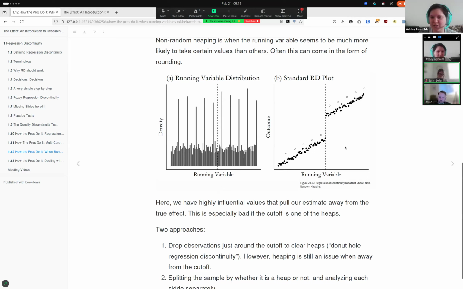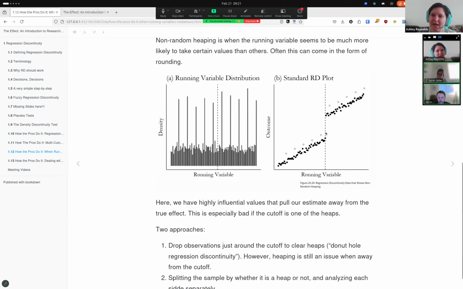So in the figure on the right here, the standard RD plot, we've got our running variable. All of our non-heaped observations are in the black circles, and all of our heaped observations are in the white circles, or the open circles. And you can see that there's two different relationships happening here. They have identical slopes, but the intercepts are different.